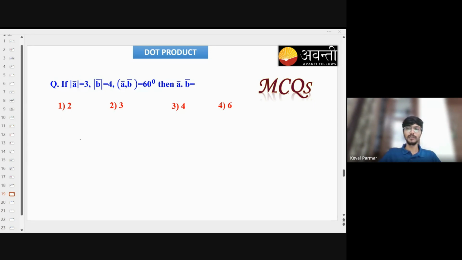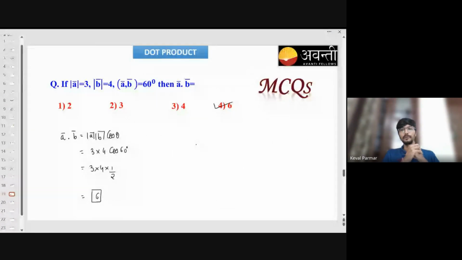We just have to use the formula. We know the formula of A bar dot B bar. What is mod A mod B cos 60? What is cos 60? So the answer is 6. Simple. Option number 4. Let's look at the next question.